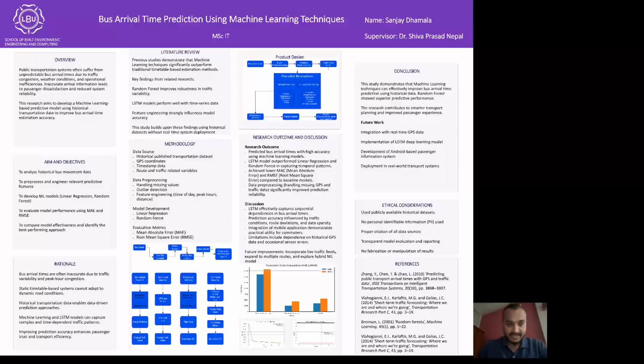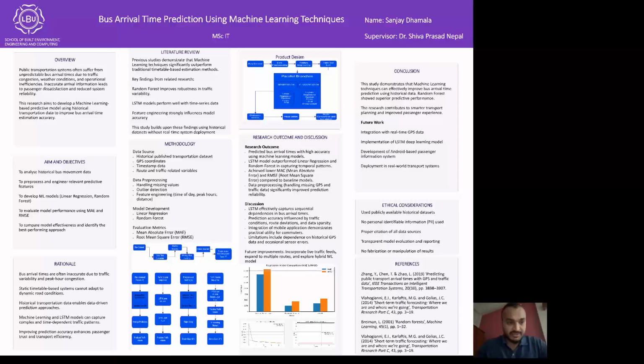Moving toward research objectives. The main objectives of this research were to analyze historical bus movement data, to perform pre-processing and feature engineering, to develop predictive models using linear regression, random forest, LSTM, that is long short-term memory network, and to evaluate model performance using mean absolute error, root mean square error, and R square, and to compare traditional ML models with deep learning approaches so that in future it can help to improve reliability in public transportation systems.